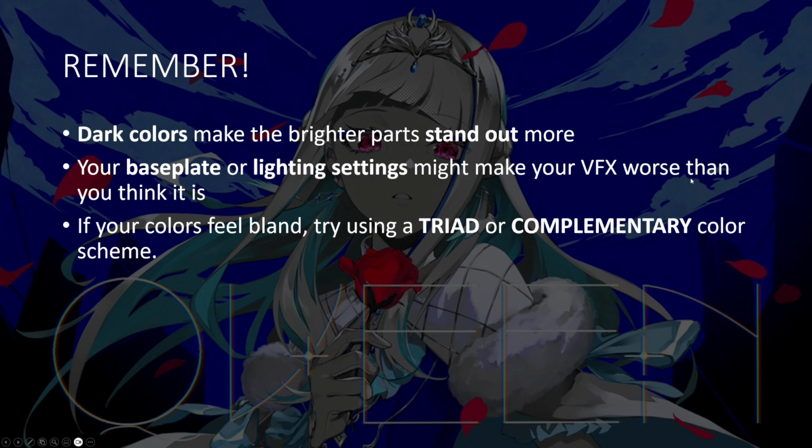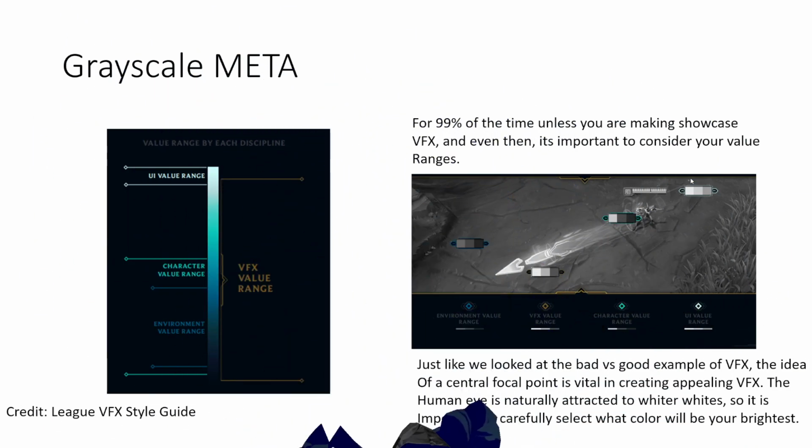Time for the grayscale meta. Shout out League of Legends for this idea. Essentially, you want to view your effects and colors in a value range. The brain is immediately attracted to brighter tones, so allocate certain aspects of your effect that are most important to those super bright whites, and the less important particles a dark hue range.